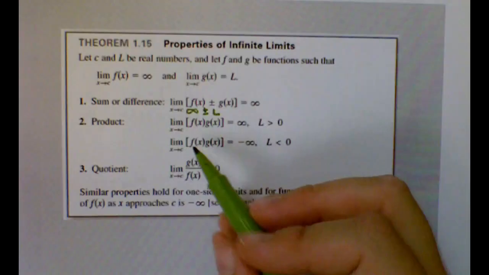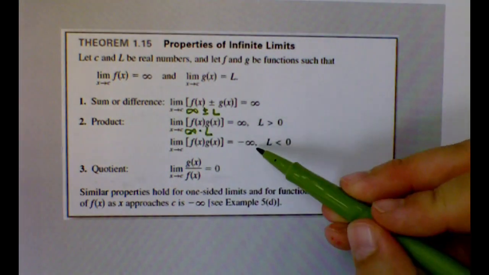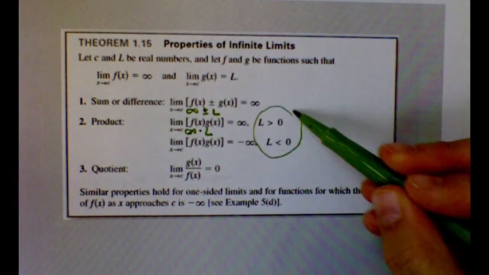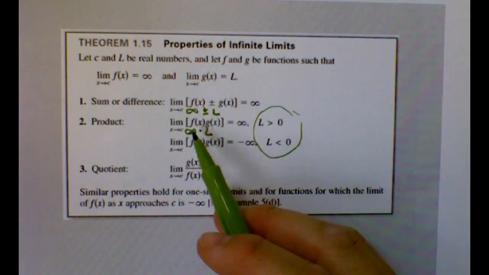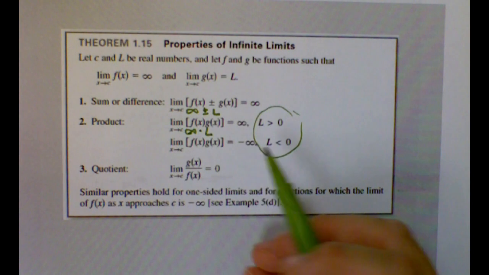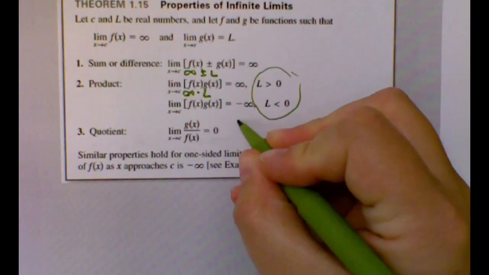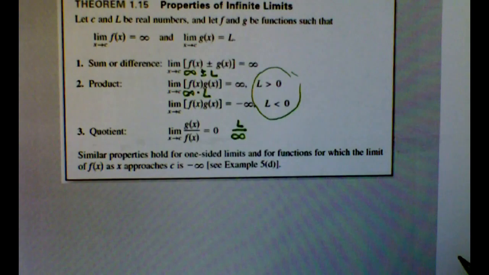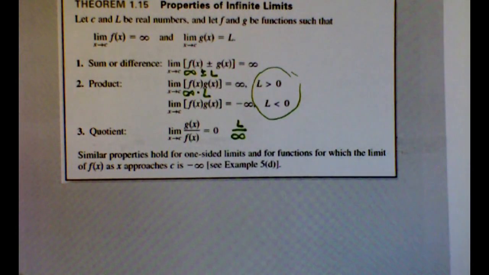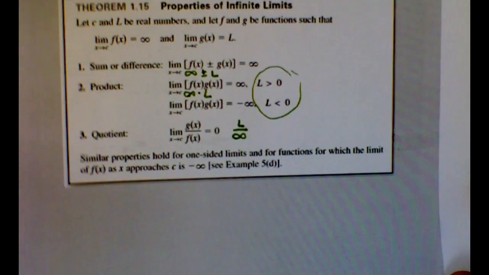For the product, you multiply them together. This is saying infinity times L is either infinity or negative infinity, depending if L is positive or negative. So infinity times a positive number is infinity. Infinity times a negative number is negative infinity. And the quotient, the limit as x approaches C of g of x over f of x. That means L over infinity. Essentially, dividing by infinity gives you 0, is the idea of it. Similar properties hold true for one-sided limits and for functions whose limit as x approaches C is negative infinity.